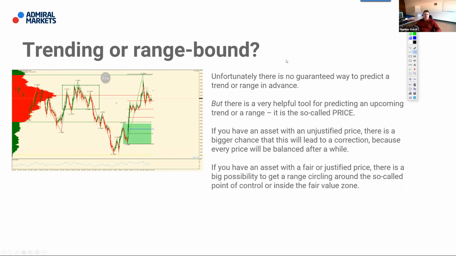I will count it for you. So you see the green rectangle here on this side. Here, this green rectangle, you can see this is a range. Why is it? We are circling around the point of control. But on the lower side, you can see we are far away from the point of control. And here you can see the trend occurs, trend movement, corrections.